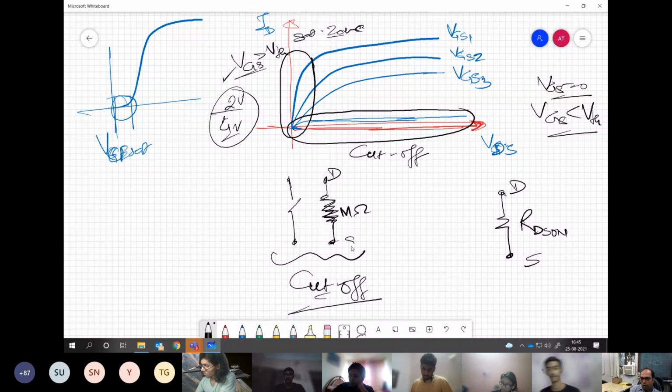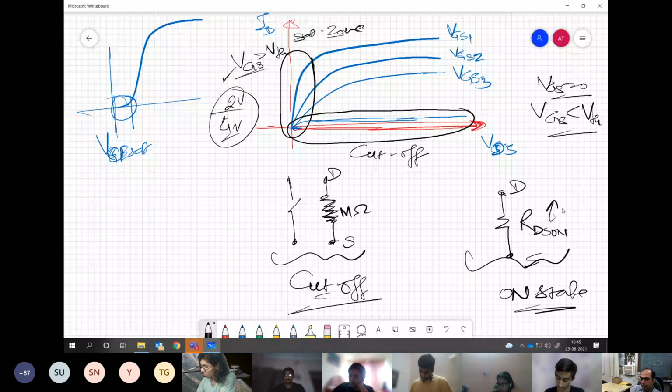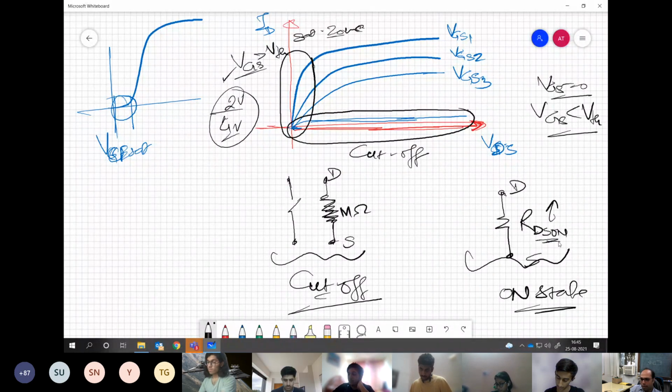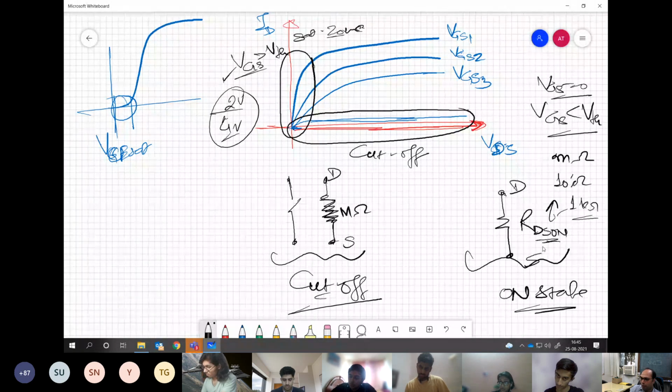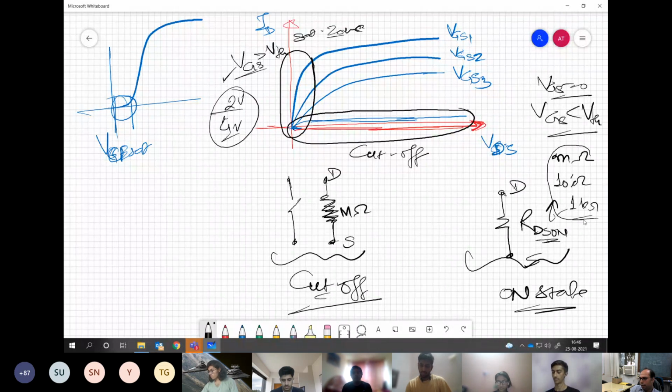This is during the on state or the saturation state. This value is very interesting to know, because it is very much dependent on what we want to fabricate. It can be varied from a few milliohm to maybe a few tens of ohms, or maybe even a kilo ohm. It all depends on what kind of fabrication or doping levels you have. So based on the application, we make our MOSFET.